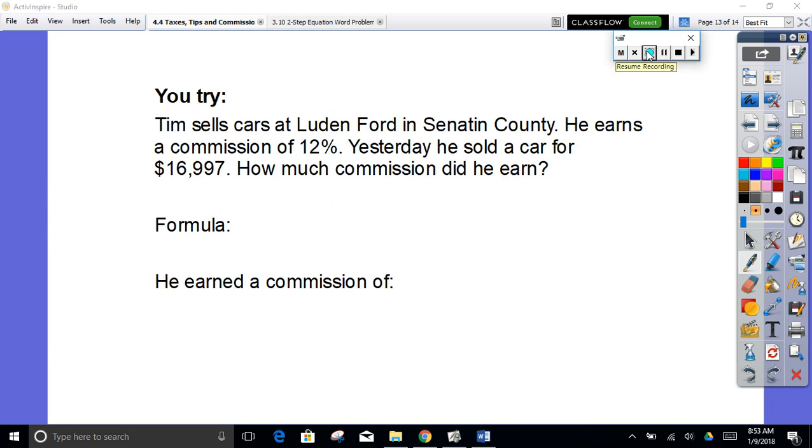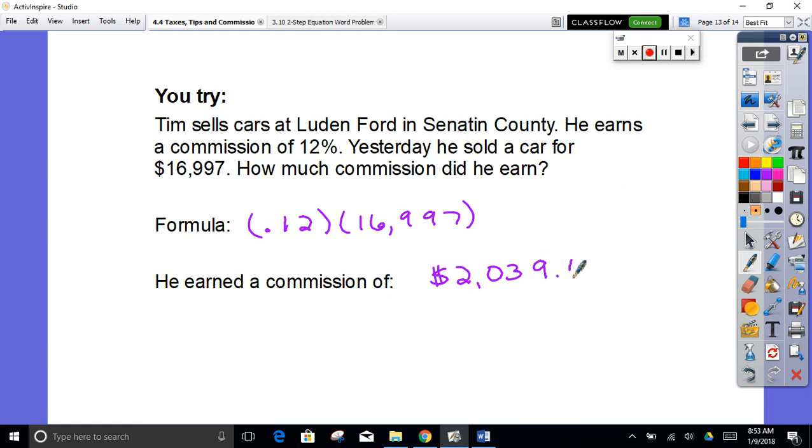All right, let's go over this one. Eli, what did you use, the formula or did you write a proportion? I wrote the formula. Okay, what did you write? I did 0.12 times 16,997. Okay, and what did you get as an answer? I got 2,039. Okay, excellent.